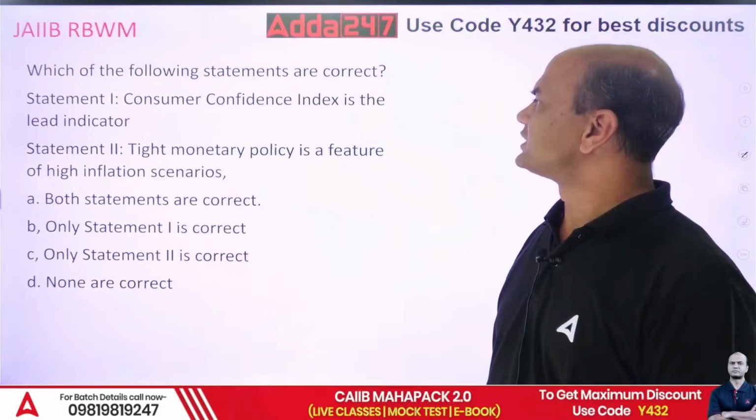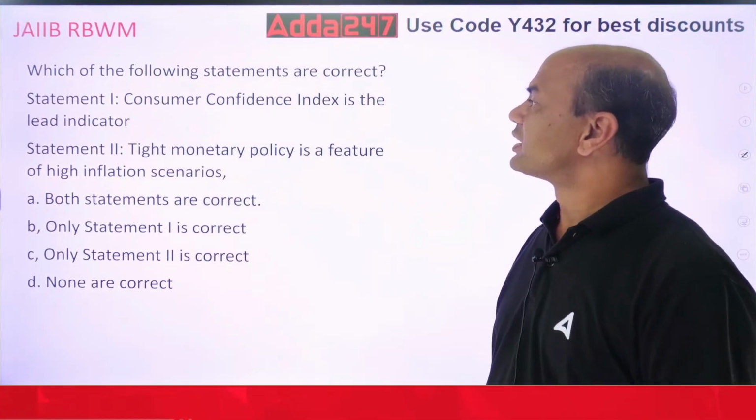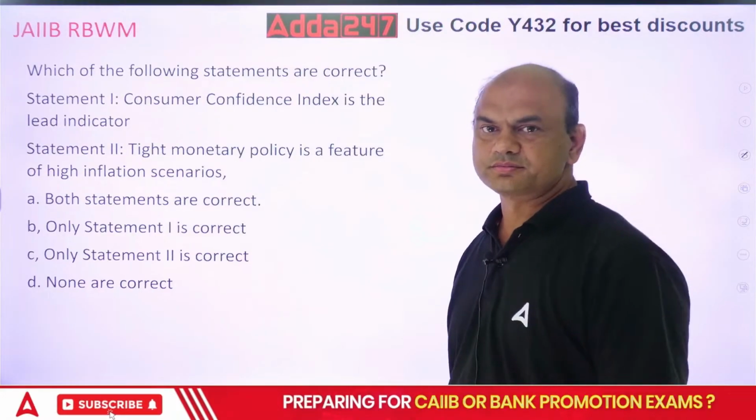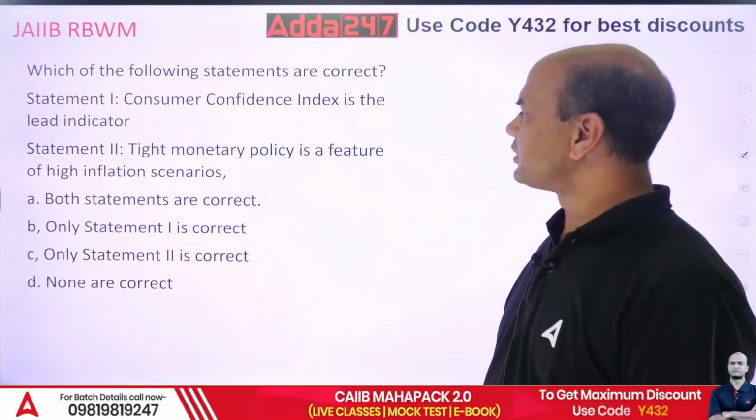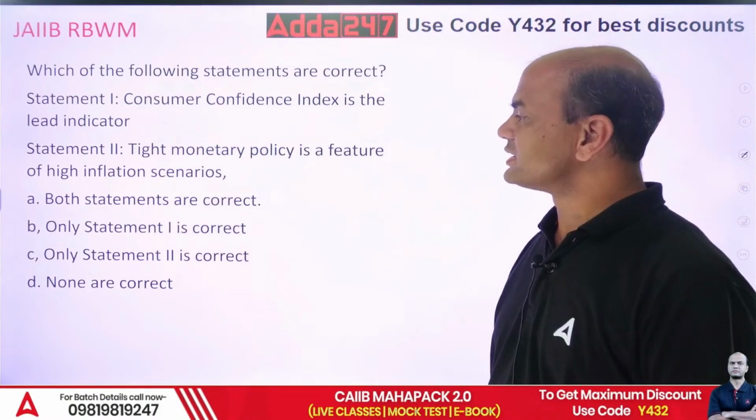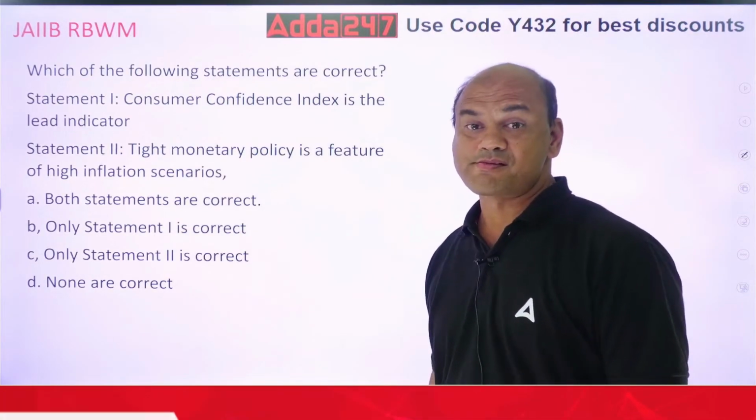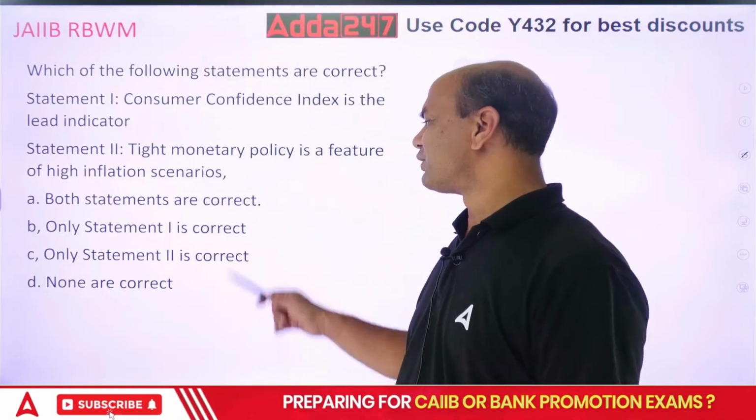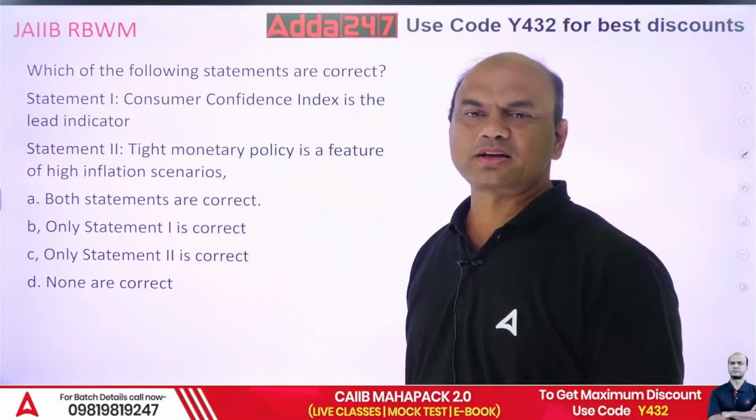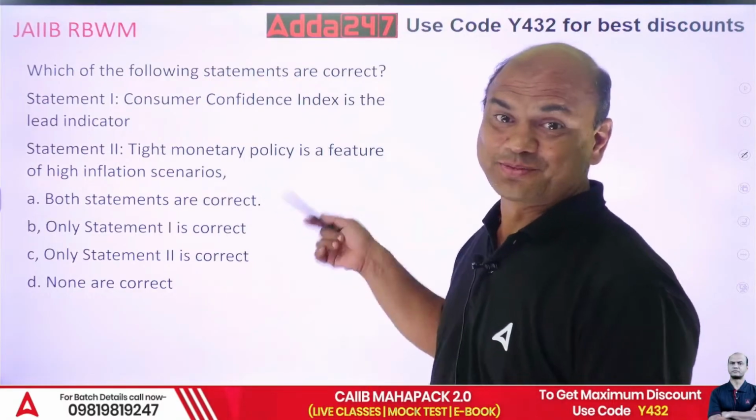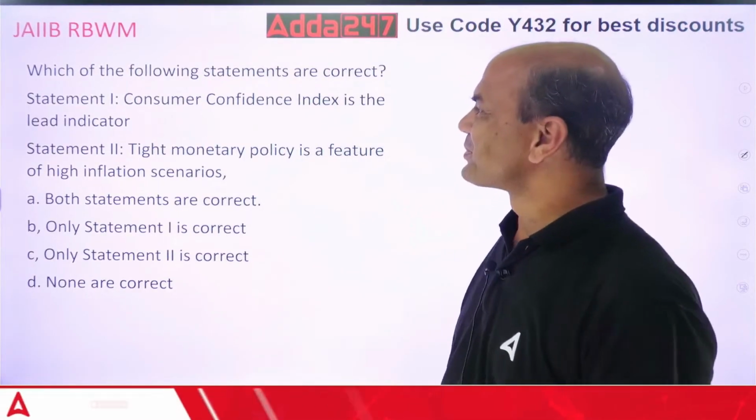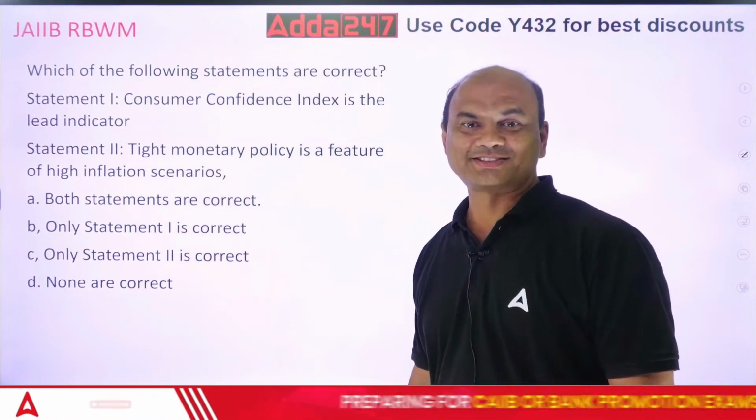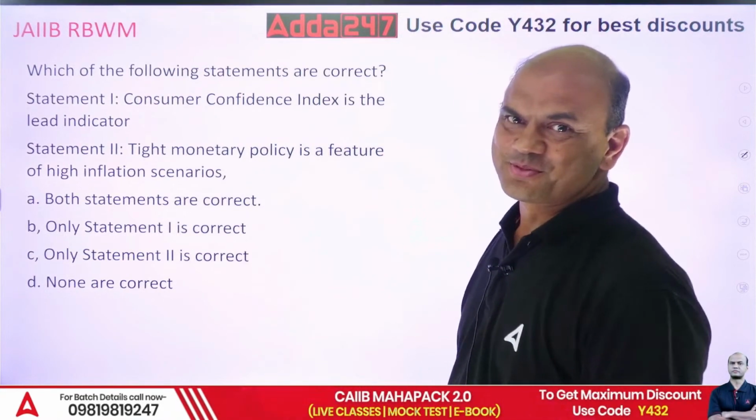Next. Which of the following statements are correct? Consumer confidence index is the lead indicator. Tight monetary policy is the feature of high inflation scenarios. Difficult one. Both the statements are correct, only one is correct, two is correct, none are correct. Very tough ones. Consumer confidence index is the lead indicator. Is it so? What is CCI?